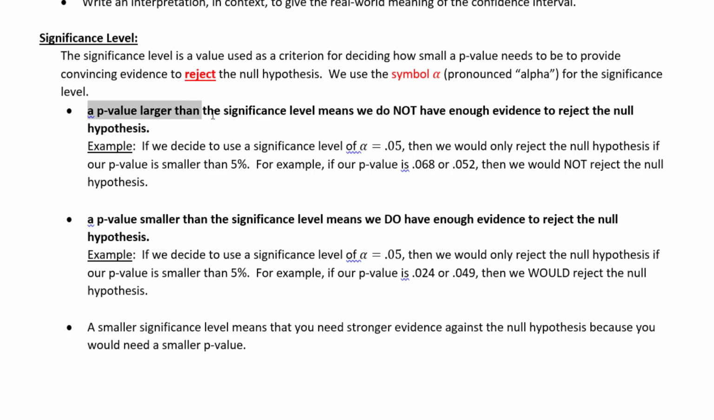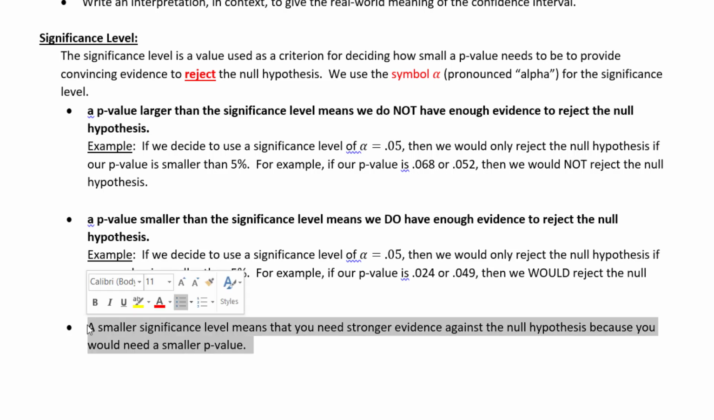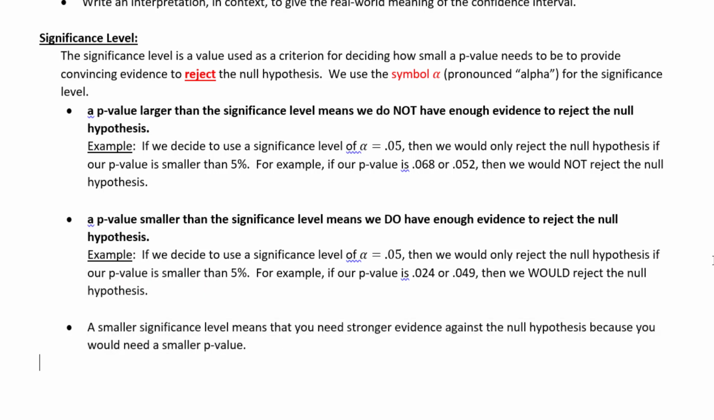If your p-value comes out larger than the significance level, then you don't have enough evidence to reject the null, and you conclude that the null is plausible. If our p-value is smaller than our significance level, we do have enough evidence to reject the null. A smaller significance level would mean that you need a smaller p-value to reject the null. A smaller significance level means you need a statistic further out in the tail for you to conclude that you have strong evidence in support of the alternative.